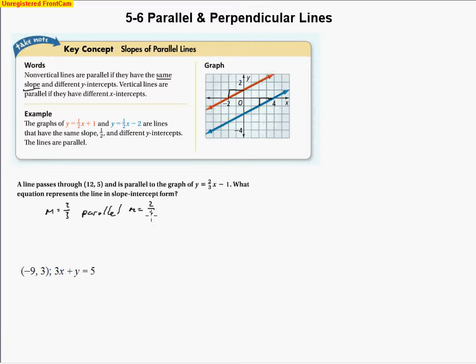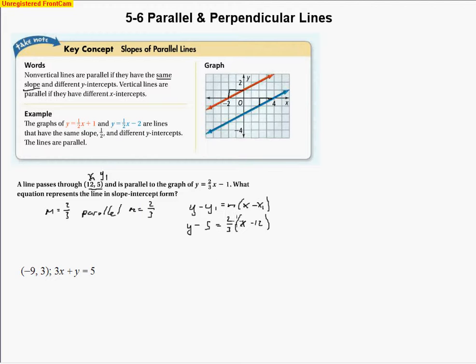Now we know what the slope is, and we know this point, so we can use point-slope form. Point-slope goes this way: y minus y1 equals m times x minus x1. We take the point that we have and substitute it in for y1 and x1. So y minus 5 equals 2/3 times x minus 12. I'm getting the 12 from this point here. That's my x1, and here's my y1 value.